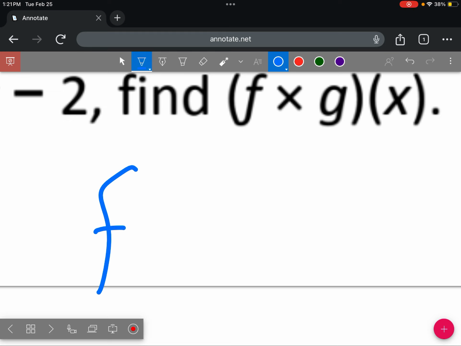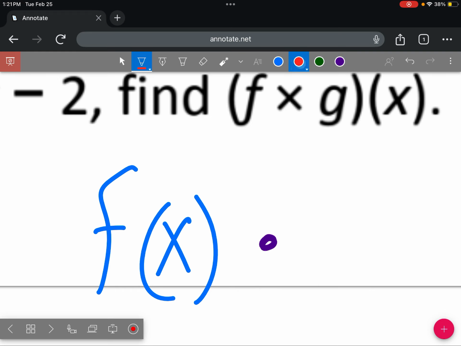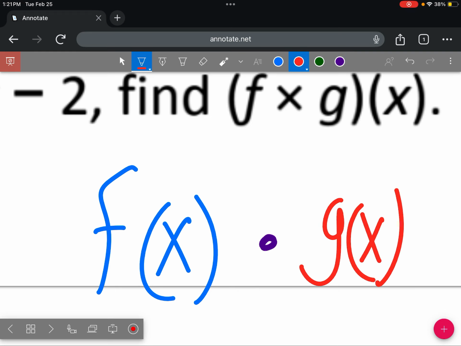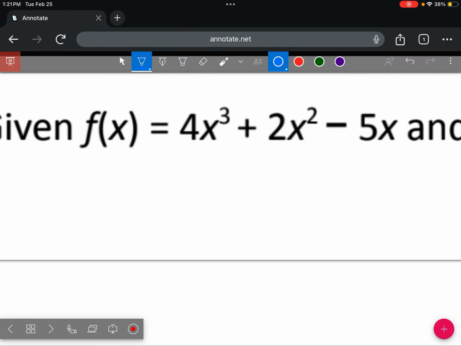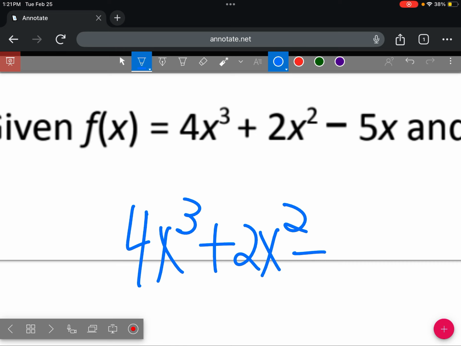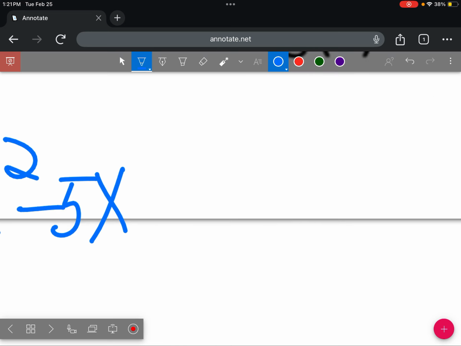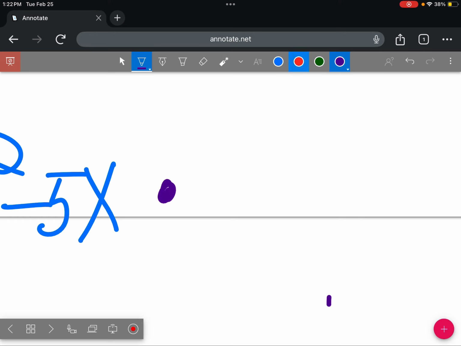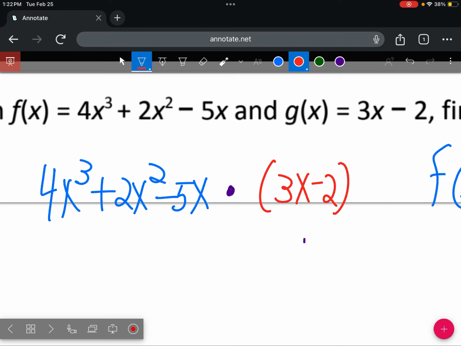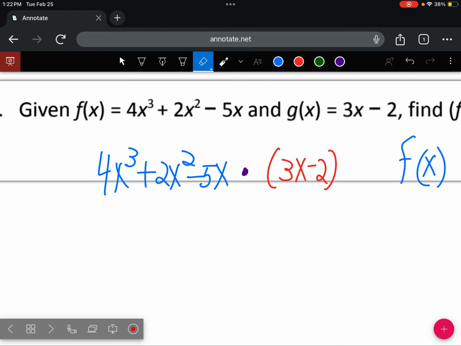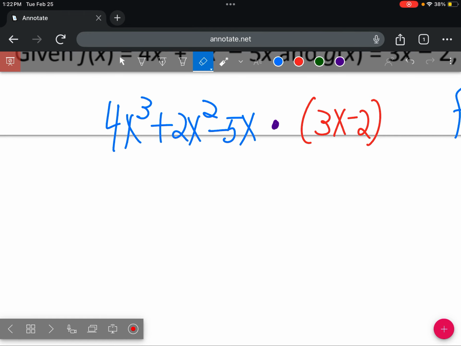Multiply f of x times g of x. So this is literally all of this mess: 4x to the third plus 2x squared minus 5x times 3x minus 2. All right? Now, I told you that you could distribute, but when I had a trinomial times a binomial here, I would use the box.